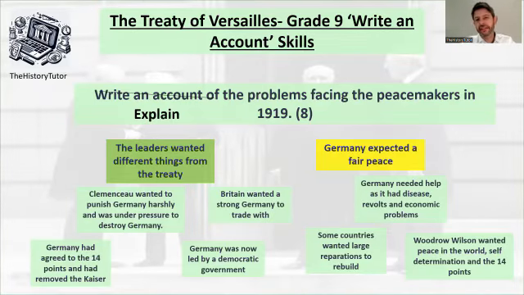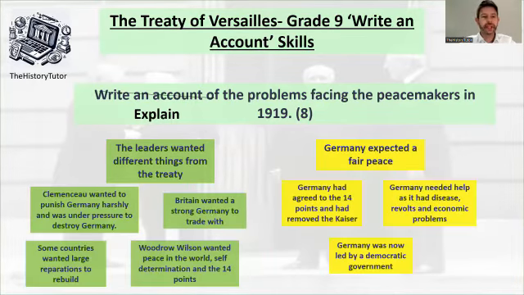Here's what I'd think, and the ideas we could use for each answer as a bit of a plan. The leaders wanted different things. Clemenceau wanted to punish Germany harshly, to destroy Germany as a threat to France in the future. Britain wanted a strong Germany to trade with. Woodrow Wilson wanted the 14 points and peace. And some countries wanted large reparations to rebuild, particularly France and Belgium.